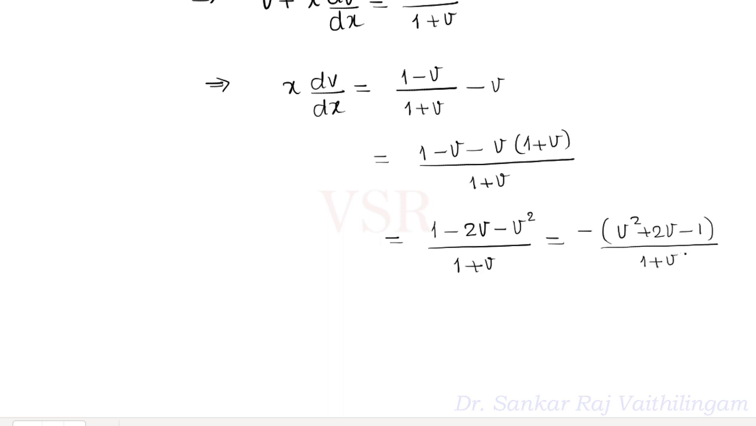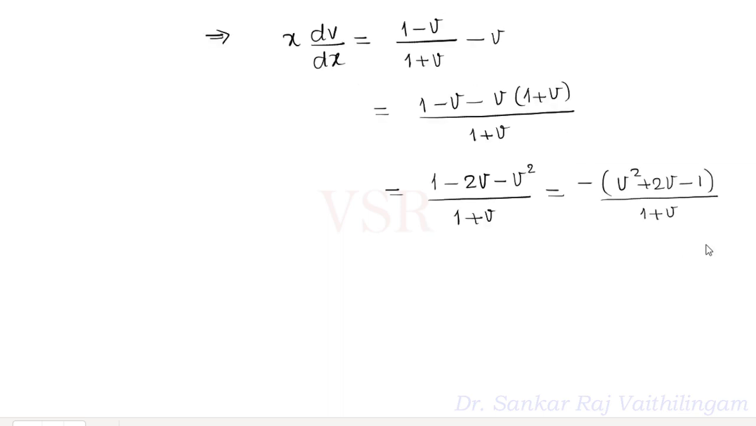Okay, that's all. Now cross multiply. We have to be very careful in the calculation, because this is the place where there is a lot of chance of making mistakes. So we will have 1 plus v divided by v square plus 2v minus 1 which is equal to minus dx by x.